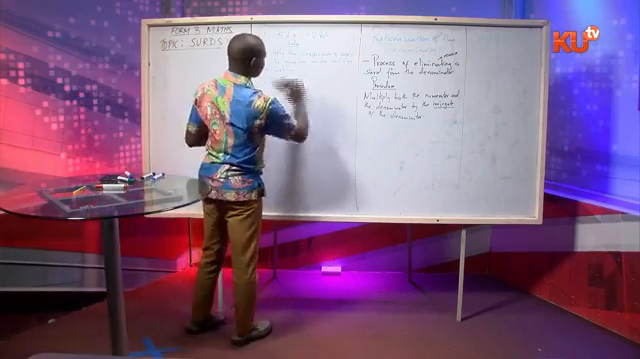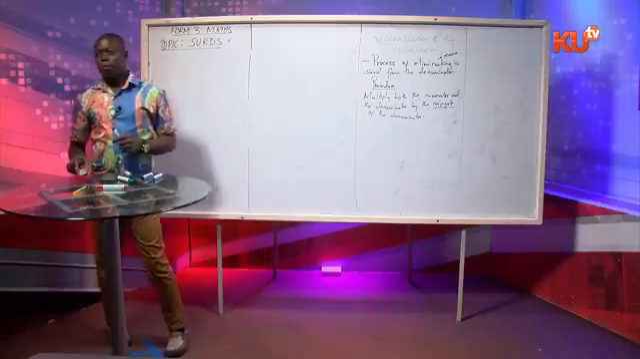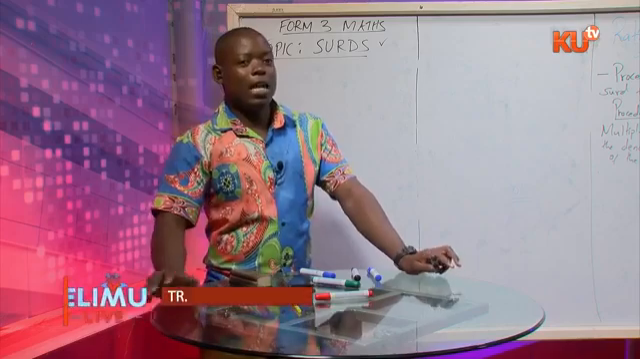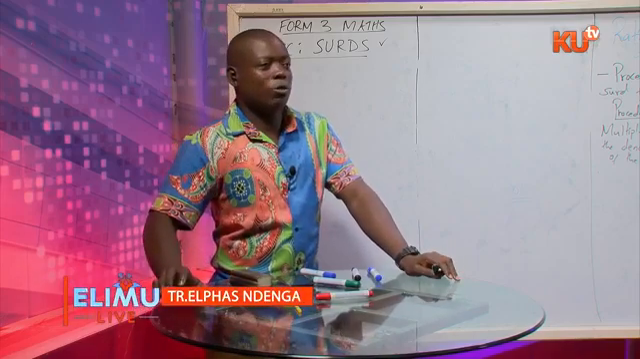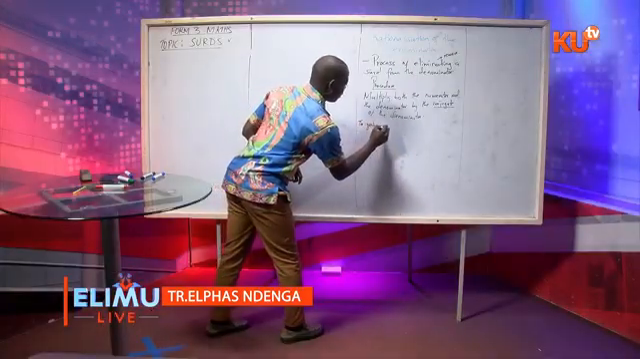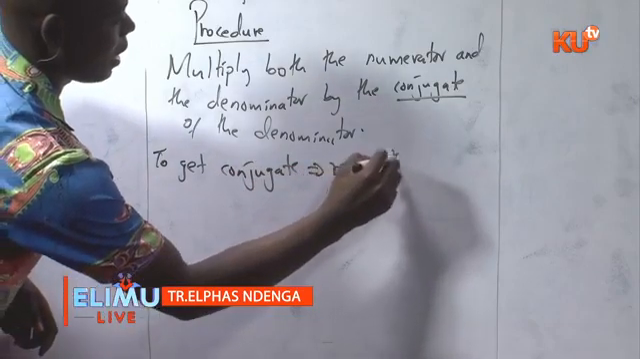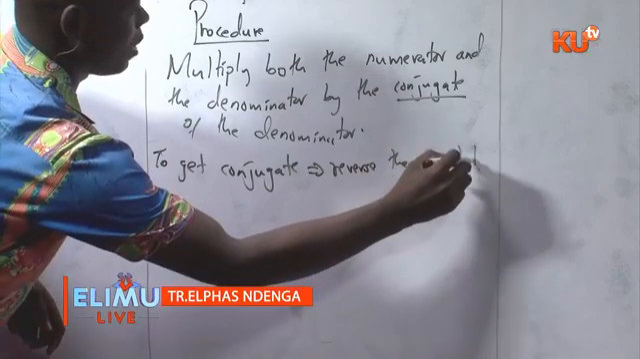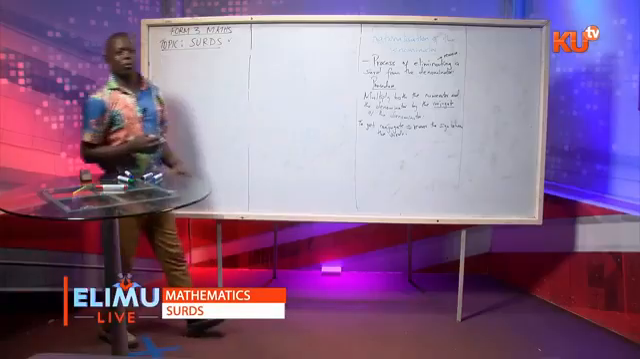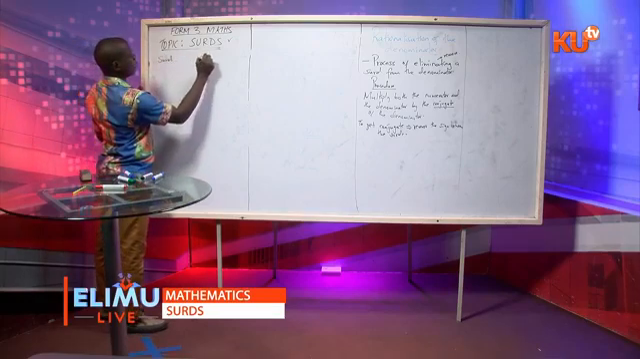So what's the conjugate? Or how do you get the conjugate? When you are getting the conjugate, you simply change the sign of the two surds, or the sign that is connecting the two surds. You change the sign. To get the conjugate, simply reverse the sign between the surds. You reverse the sign between the surds. For instance, this could be a surd, and this is our conjugate.